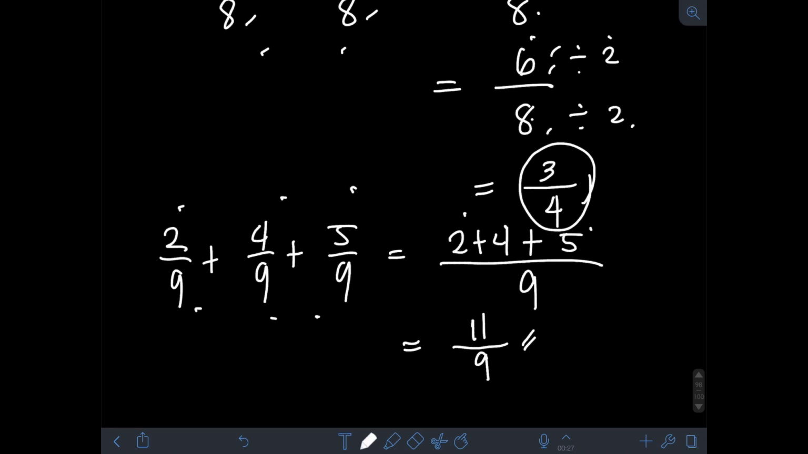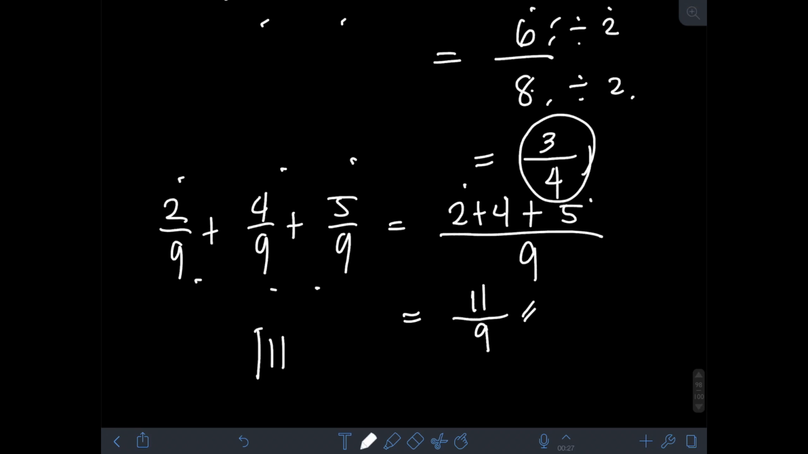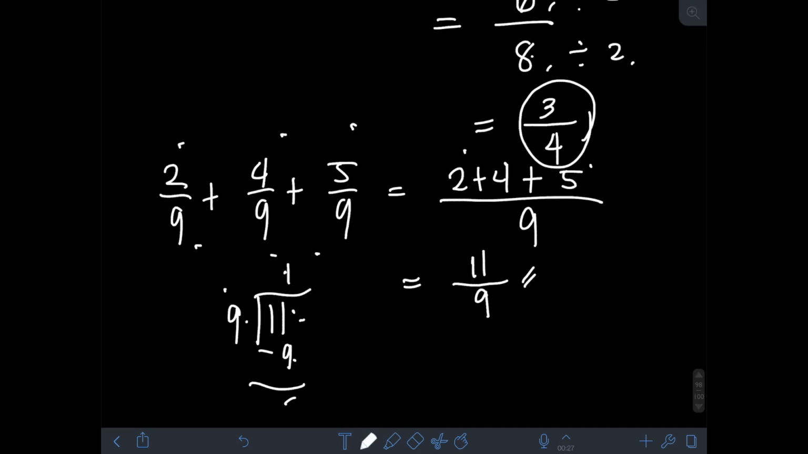So 11 over 9 can be your final answer, or if you want to convert this improper fraction to a mixed number, you can do so by dividing 11 by 9. So we have 11 divided by 9 is 1. 1 times 9 is 9. Subtract: 11 minus 9 is 2. So 11 over 9 is equivalent to 1 and 2 over 9.